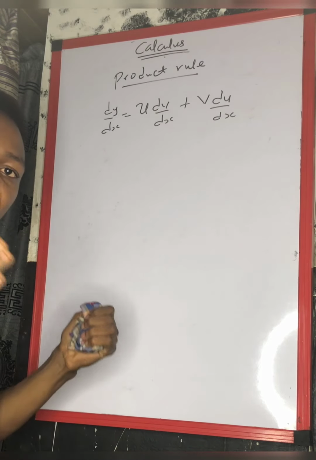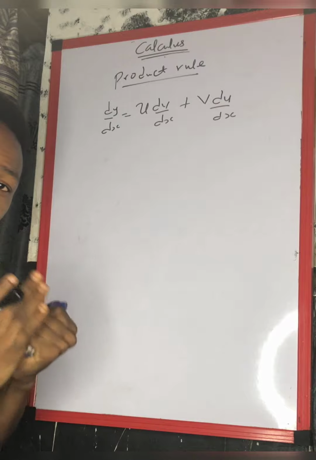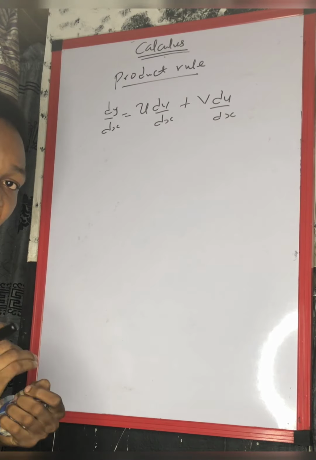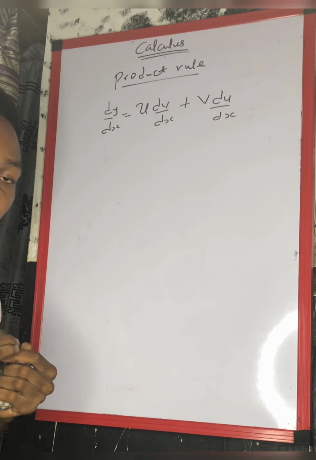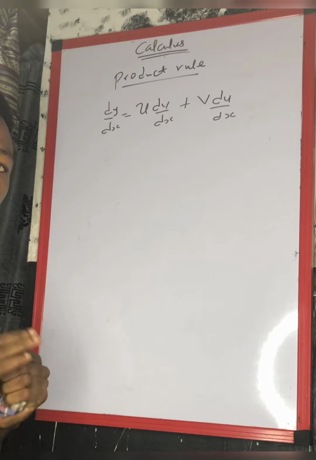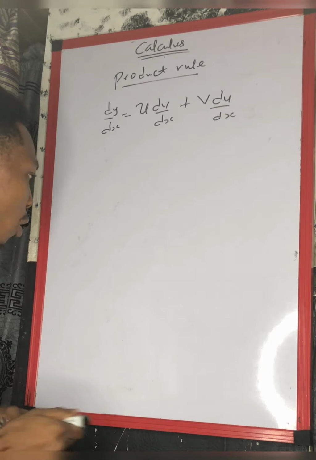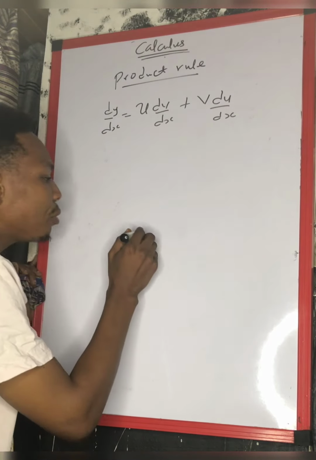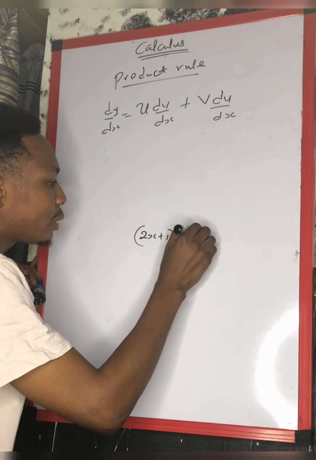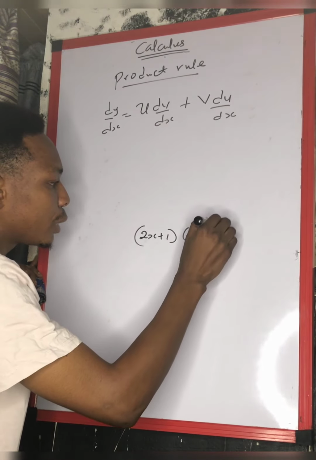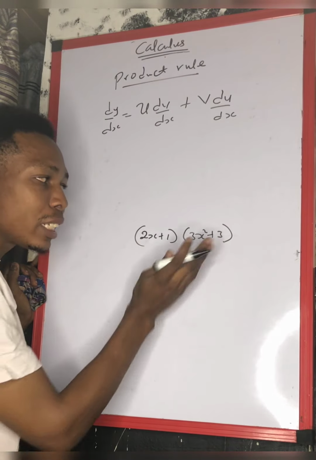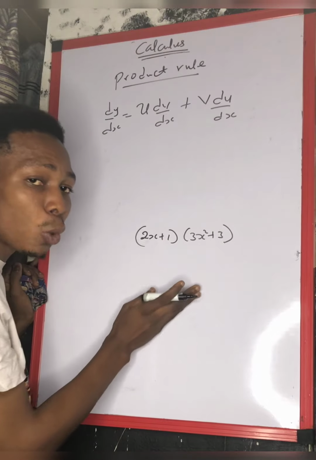Whenever you are given a question with two things multiplying each other, just know that you have to apply the product rule. If they are dividing each other, that is the quotient rule. Whenever it is dealing with a power, it is a function of a function. For example, if you have (2x + 1)(3x squared + 3), this bracket is multiplying this bracket, so the rule to apply is known as the product rule.